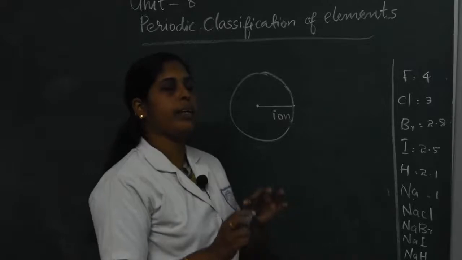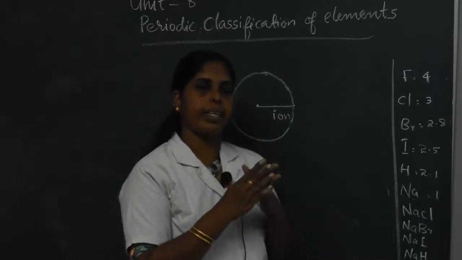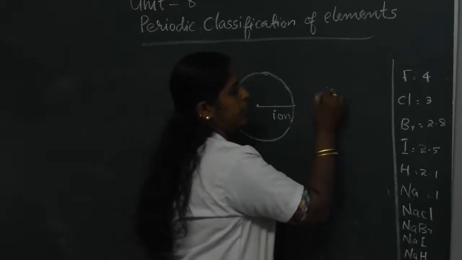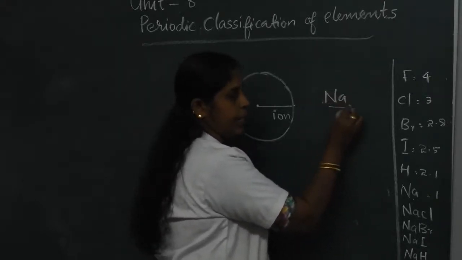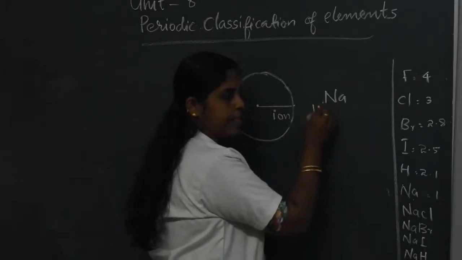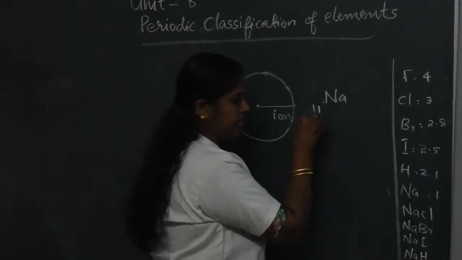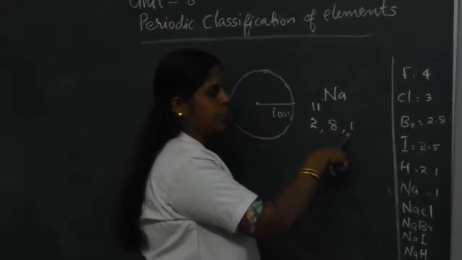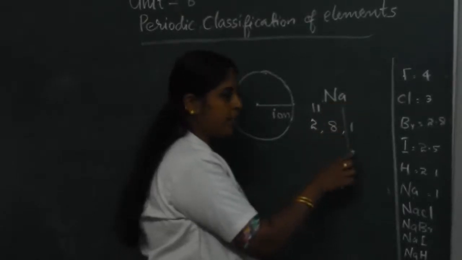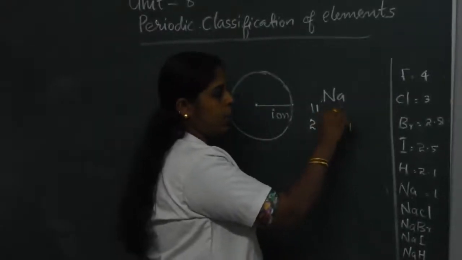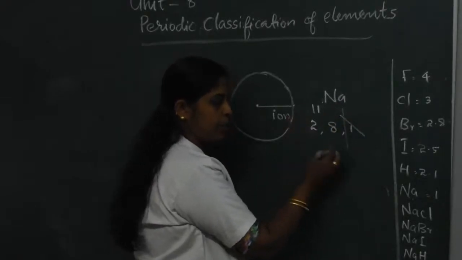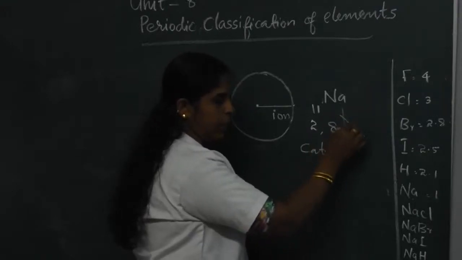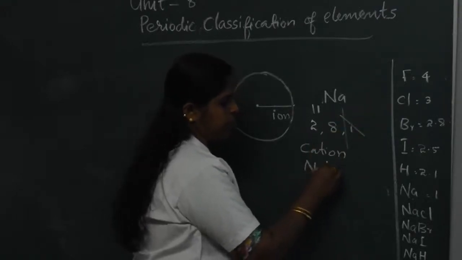How are ions formed? By losing or gaining electrons. If a neutral atom loses an electron, take sodium as an example. Sodium's atomic number is 11 and its electronic configuration is 2, 8, 1. The last shell contains 1 electron, so it can't sit stable and it loses the electron. Losing an electron, it forms a cation. So when 1 electron is lost, it forms Na+.